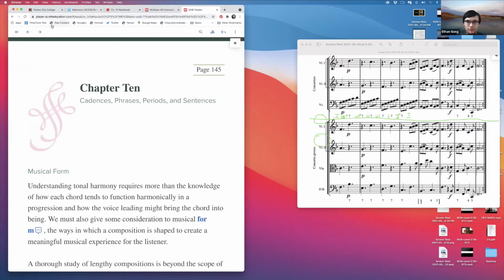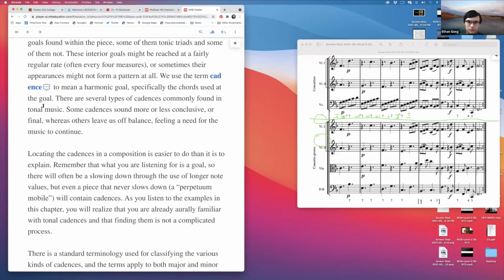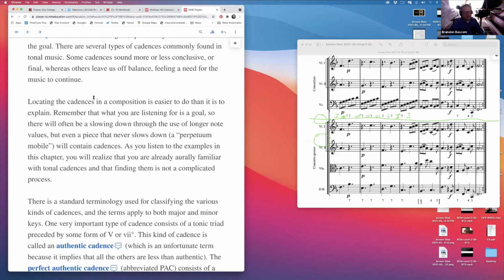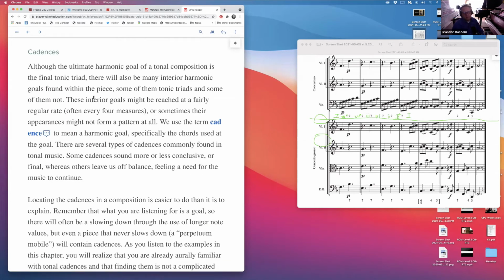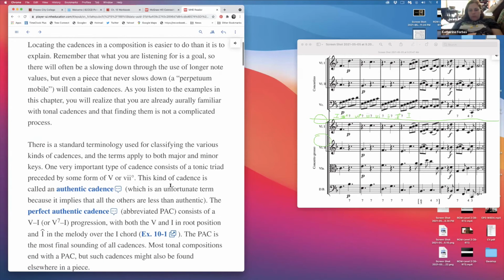All right. Cadences. What is a cadence? It's a harmonic goal, specifically the chords used at the goal. What kind of cadences do you know? Authentic. What's an authentic cadence? 5-1 with the one having the root in the bass and the soprano. That's a perfect authentic cadence. An authentic cadence is just 5-1. A perfect authentic cadence is when the soprano gets the keynote, the do. Good?